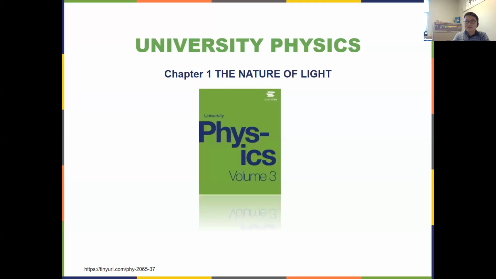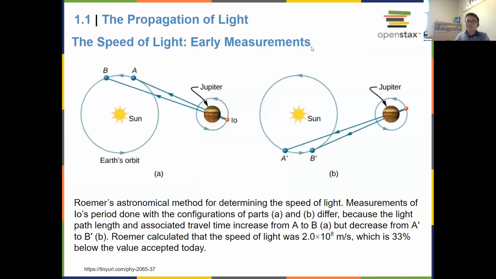All right, welcome back. So today we are going to look into volume 3 of the textbook, University Physics. We'll be starting from chapter 1 on the nature of light, okay? So first, let's talk about the propagation of light and its early measurements for the speed of light.